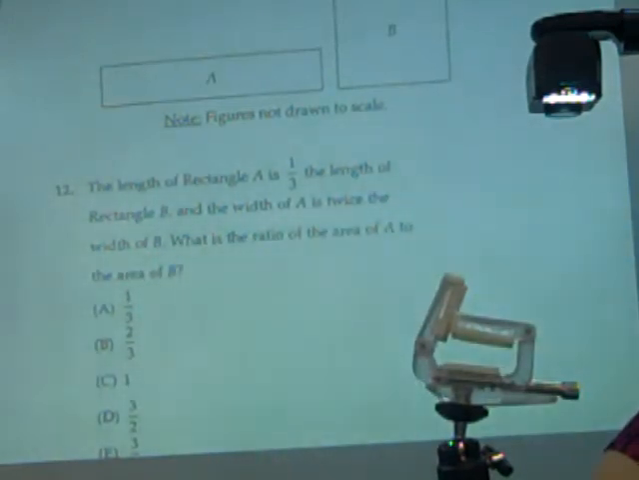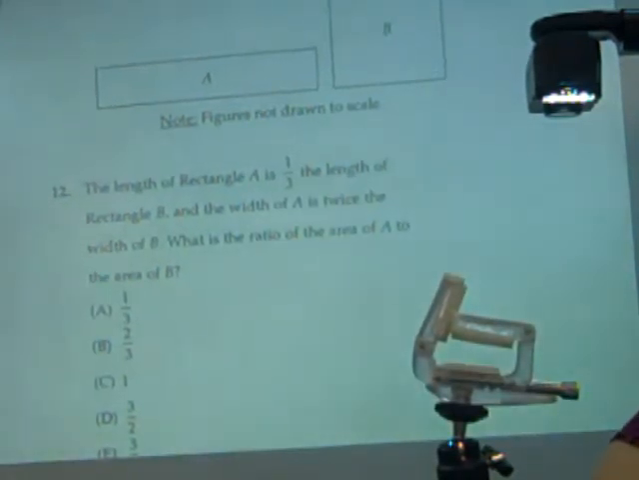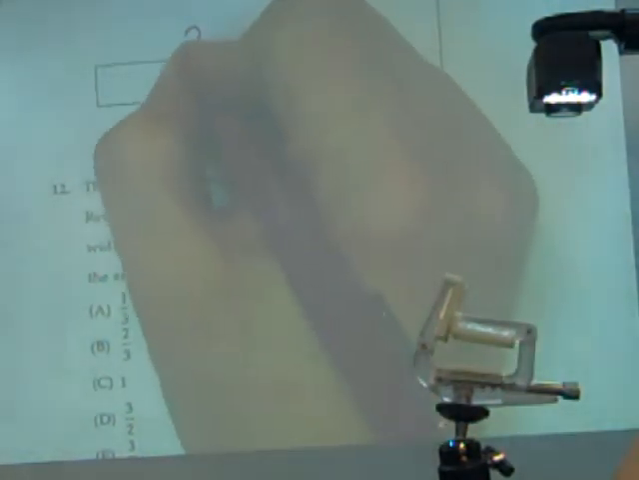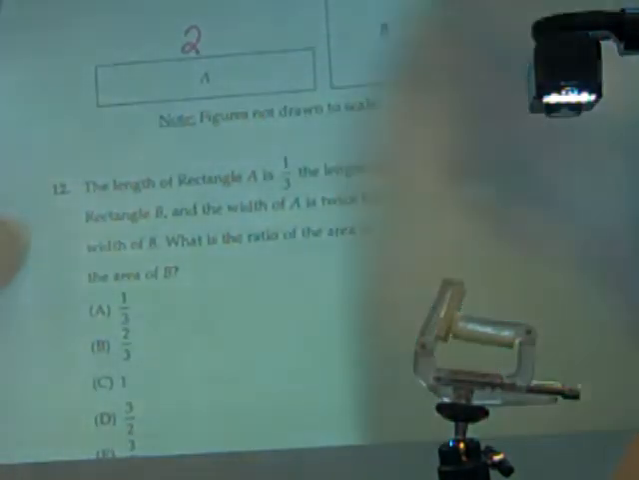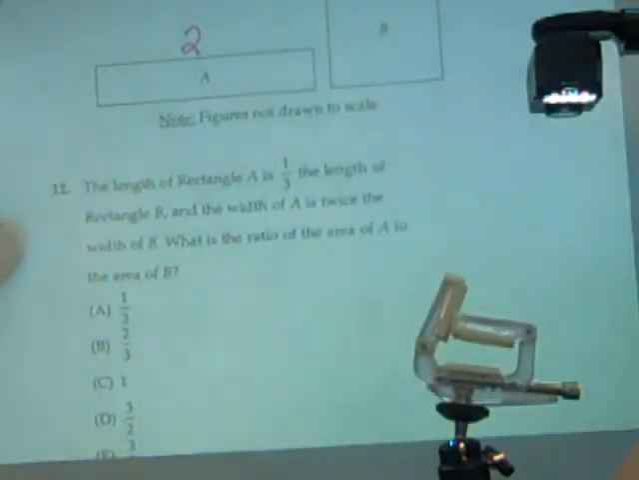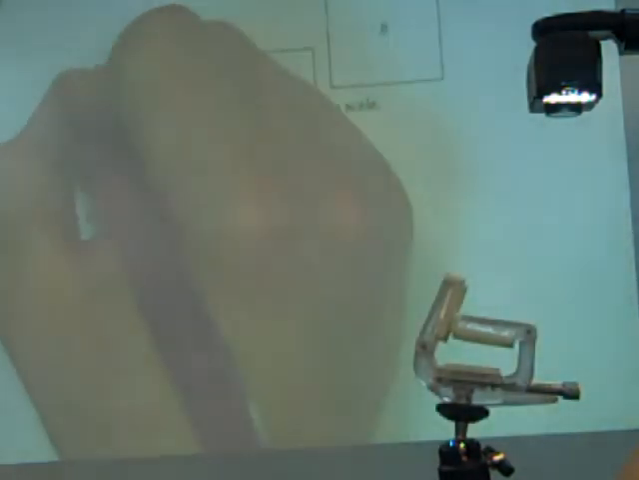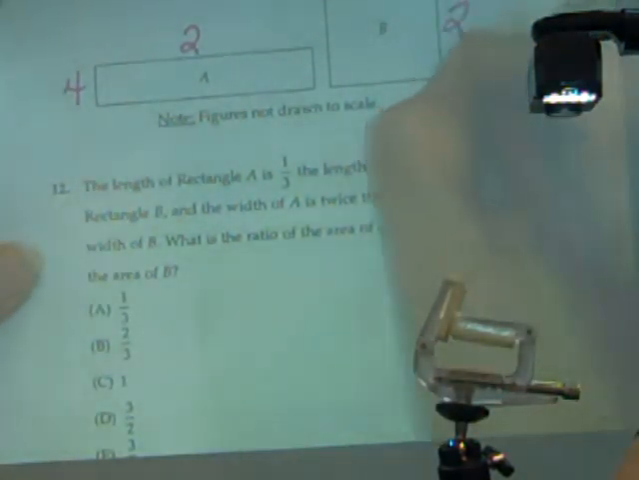You should just plug in here, because this is asking for a ratio of unknowns. It's kind of like a percent or a fractional part. So you can just make stuff up. So I'm going to make the length of rectangle A be 2, and that's 1/3 the length of rectangle B, which means the length of rectangle B would be 6. And then the width of A, I'll make the width of A be 4, is twice the width of B, so that would mean that the width of B would be 2.